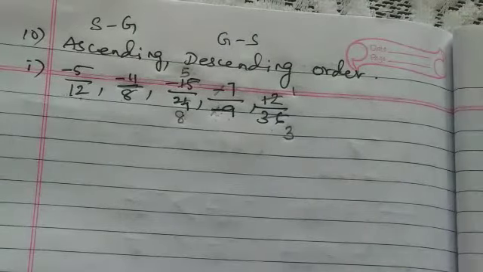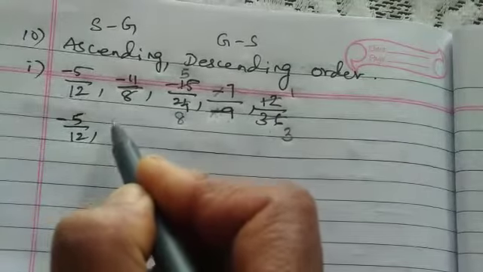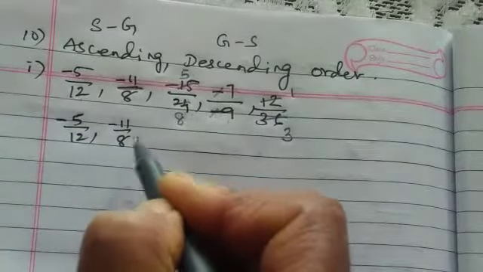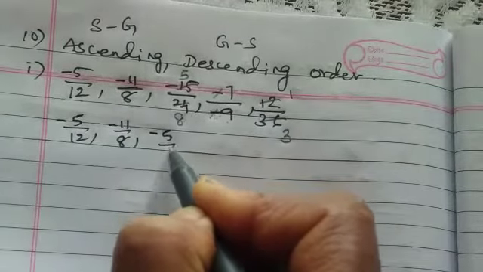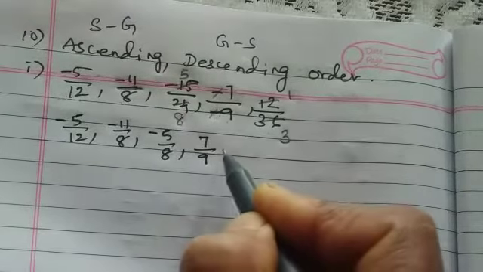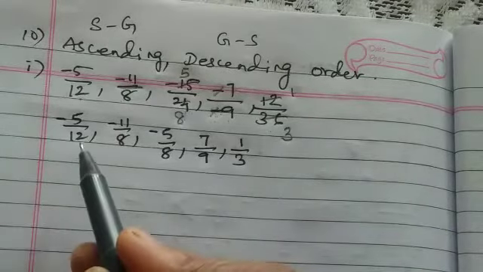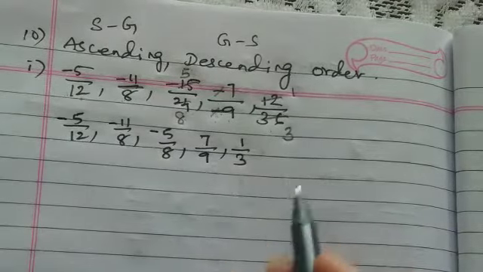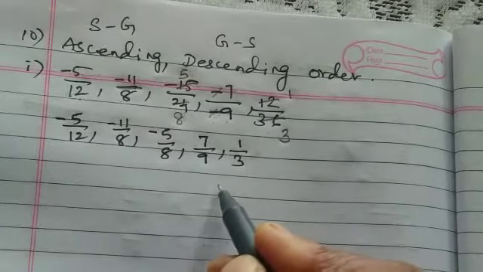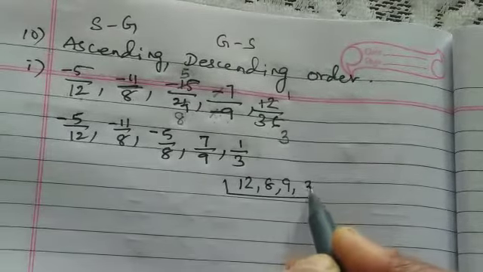So now we rewrite the numbers once again. It is minus 5 by 12, minus 11 by 8. The third number has become minus 5 by 8. And the fourth is 7 by 9. Minus by minus is plus. And the last has become 1 by 3. Now we have to find the LCM for the denominators 12, 8, 9 and 3. So find the LCM for 12, 8, 9 and 3.